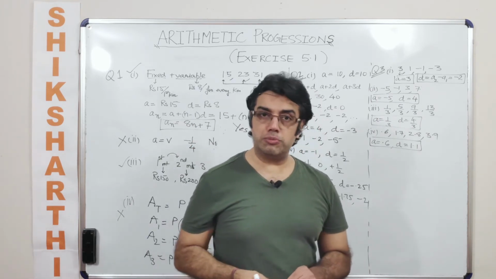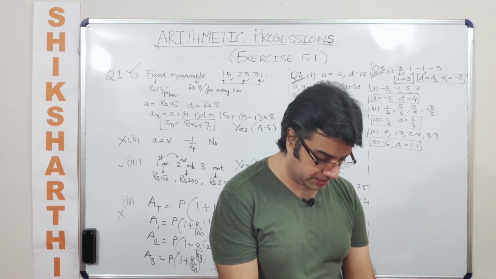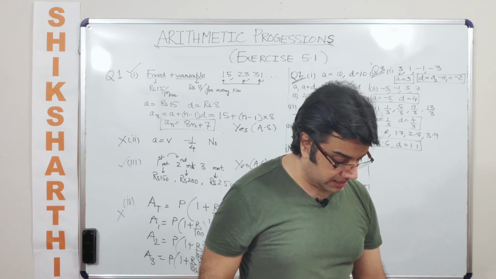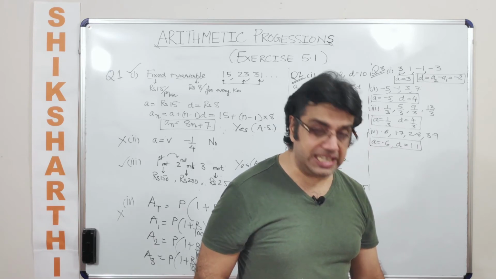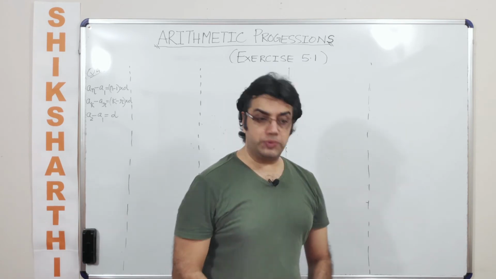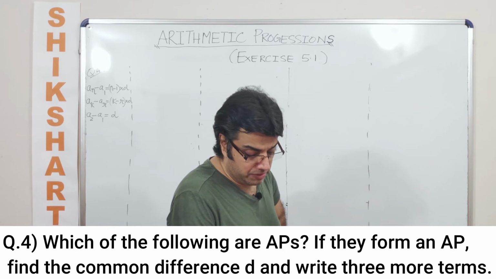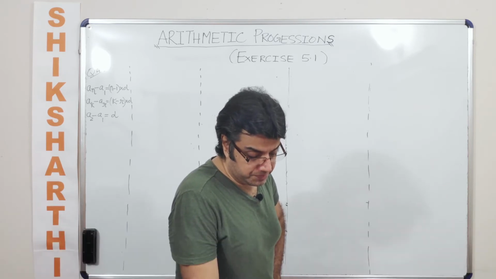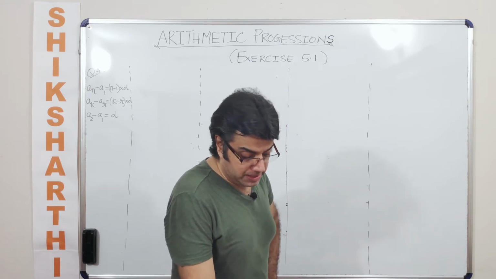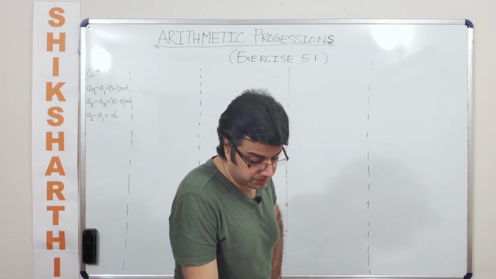Right? Let's talk about the next question, which is question number 4. And when I see question number 4, how many subparts does it have? It has 15 subparts. Okay, let's do them one by one. So talking about question number 4, it says, which of the following are APs? If they form an AP, find the common difference and write 3 more terms.